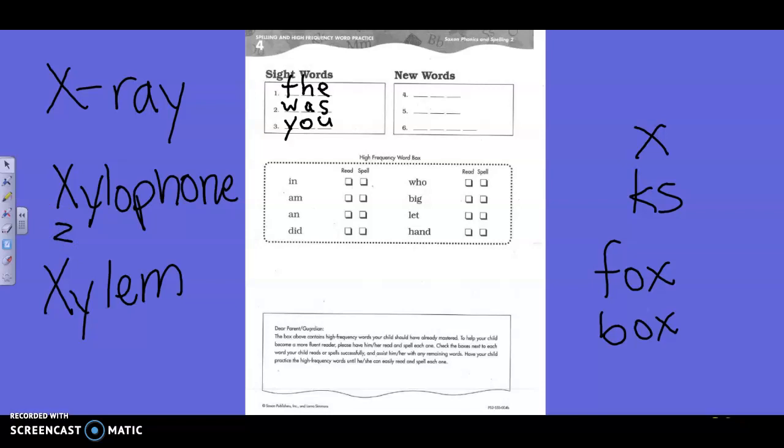Okay? Or it says its name, like X-ray. So it might be xylem instead of Z or X. Okay? Most of the time, X will give its normal sound and will be found in the middle or the end of the word. Okay, so boys and girls.